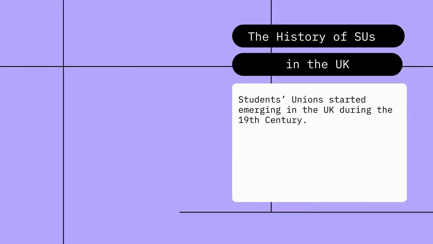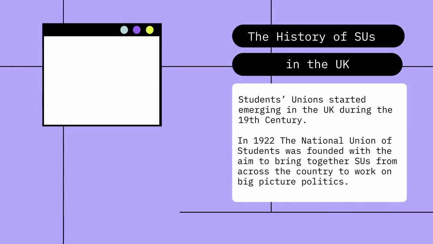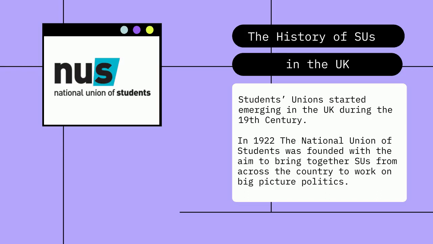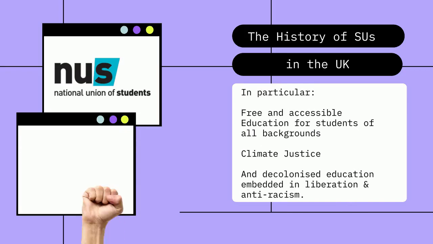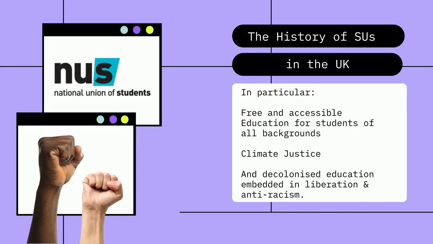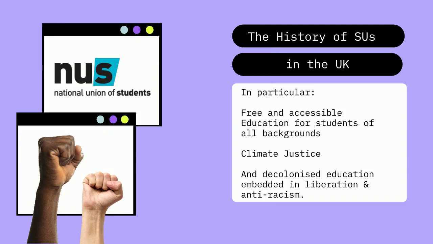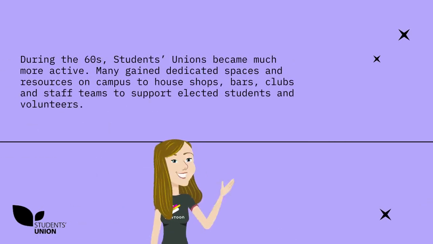Students' unions started emerging in the UK during the 19th century. In 1922, the National Union of Students was founded with the aim to bring together SUs from across the country to work on big-picture politics. In particular, free and accessible education for students of all backgrounds, climate justice, and a decolonised education embedded in liberation and anti-racism. During the 60s, student unions became much more active.